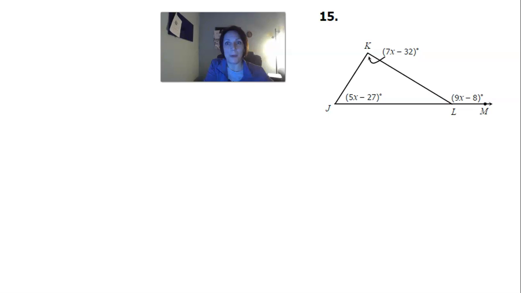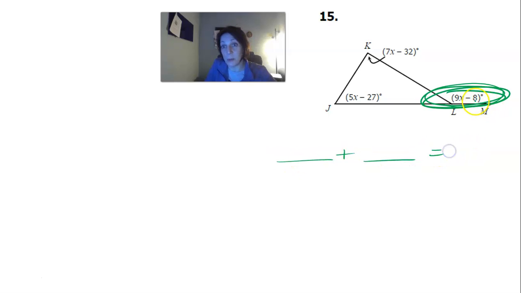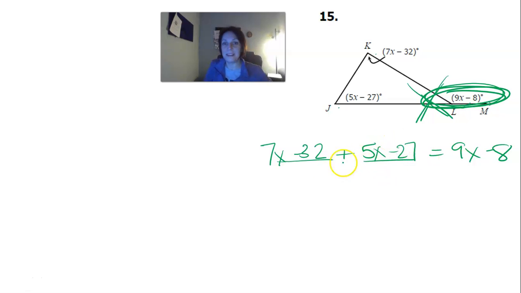Slide, baby. All right. You may notice, again, same set here. I've got an exterior angle over here. So I know one thing. I'm going to have an equation that's like something plus something equals this guy, right? 9x minus 8, because I have an exterior angle and he's it. So we don't want the friend right next to him. We want his friends on the other side. We want this guy and this guy. So 7x minus 32 and 5x minus 27. Go. Again, doesn't matter which one you put where. I'm adding them up anyway.